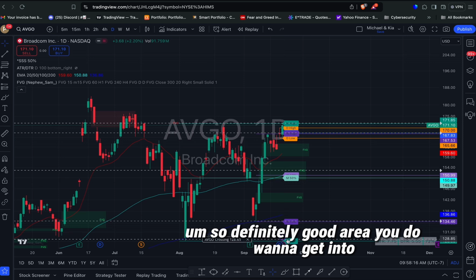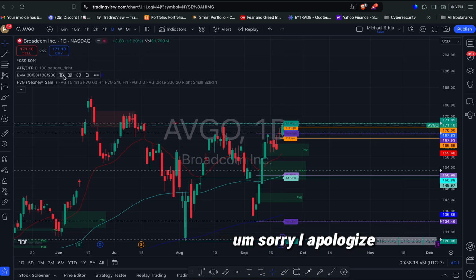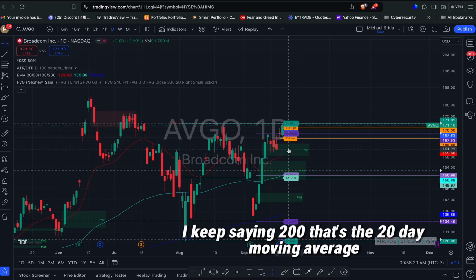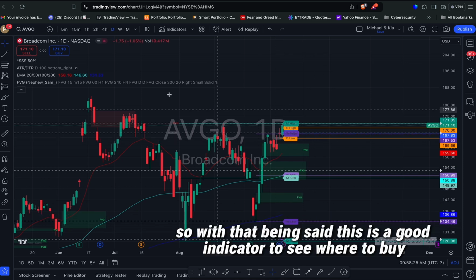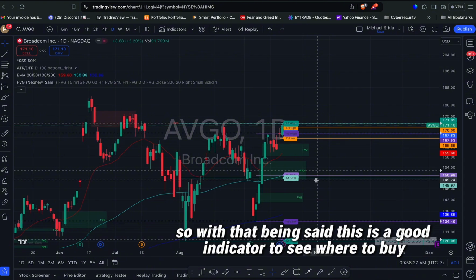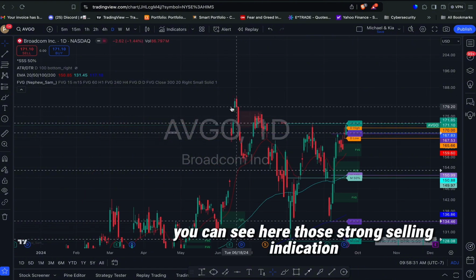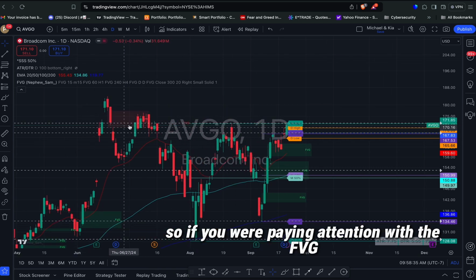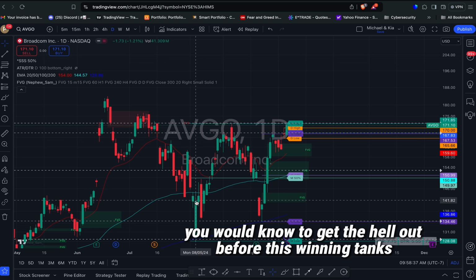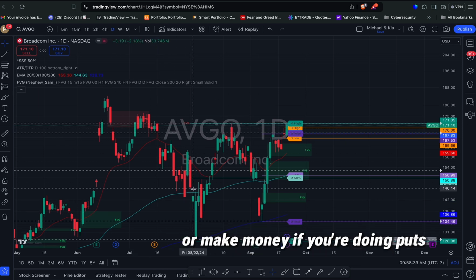Definitely a good area you'd want to get into. Oh, sorry, I apologize, I keep saying 200. That's the 20-day moving average. 200 is down here in the blue. So with that being said, this is a good indicator to see where to buy and where strong selling is. You can see here there was a strong selling indication. If you were paying attention with the FVG, you would know to get out before this went and tanked, or make money if you're doing puts.